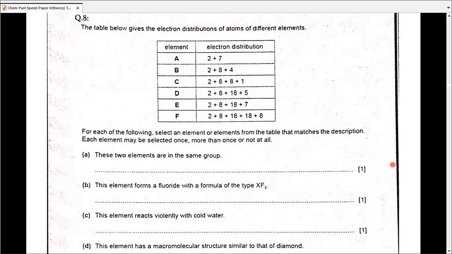Right, sir. Part A, these two elements are in the same group. It will be element A and element E. A and E, good. Moving on.